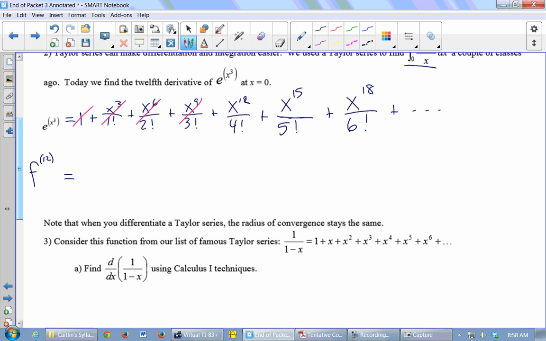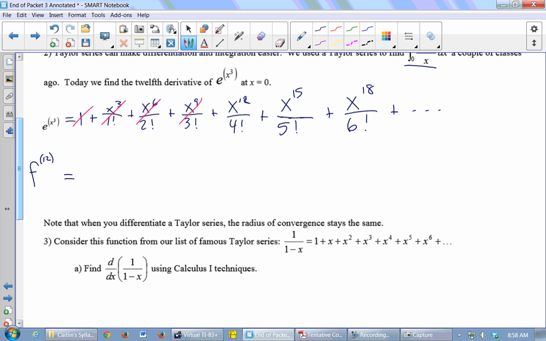Let's think about the x to the 5th. How many derivatives did it take me to get down to 0? 1, 2, 3, 4, 5, 6, 0. 6 derivatives got me to 0. So for x to the 12th, it would take 13 derivatives to get me to 0.